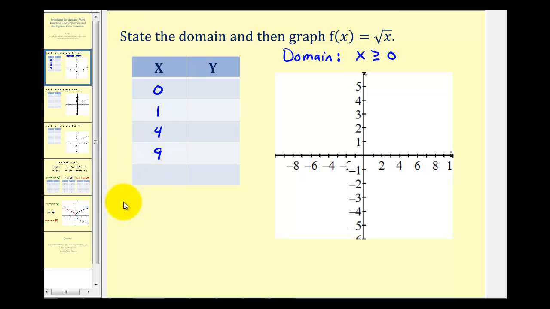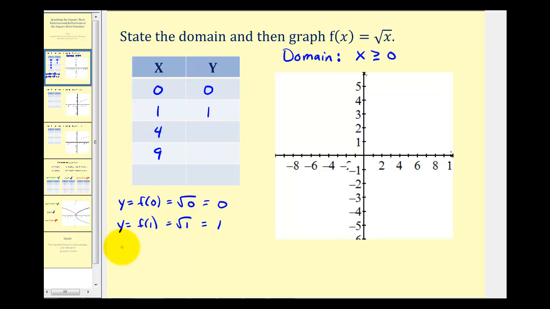So when x is equal to 0, y is going to be equal to f of 0, which would be the square root of 0, which is 0. Next, when x is equal to 1, y is going to be equal to f of 1, which would be the square root of 1, which is 1.